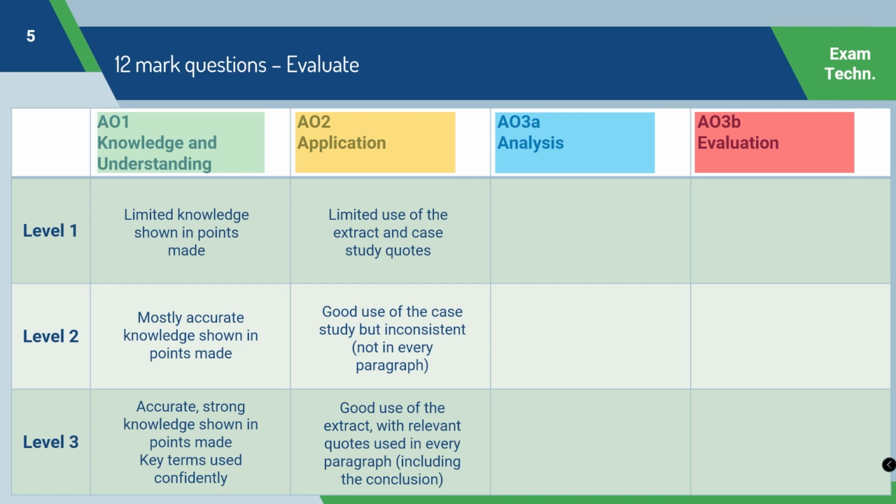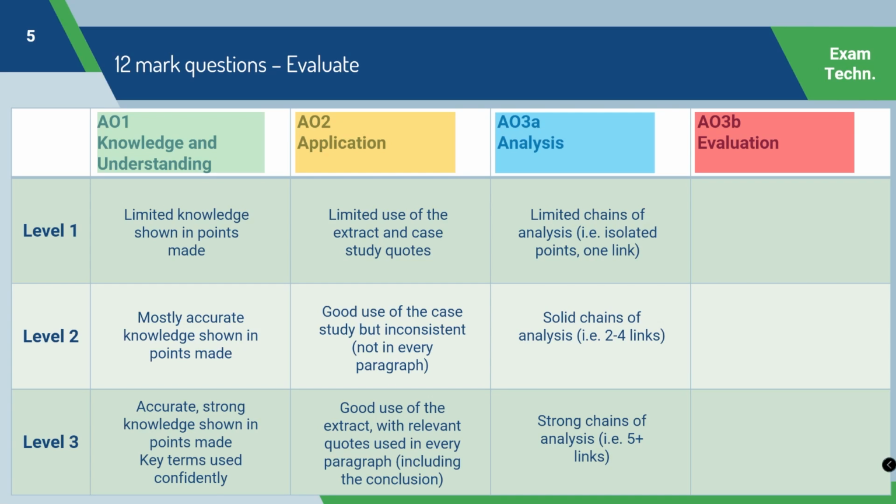For analysis, it's the same as all of our other analysis questions. Hopefully we're fairly familiar with that by now. 1 link for level 1, 2 to 4 links for level 2, 5 or more links for level 3 analysis. That's going to be, again, using our BLT, using whatever connectives you're using, whatever structure your teacher uses, to make sure that you demonstrate that not only do you have good points, but you're able to explain the cause and effect of these things on the business as well.